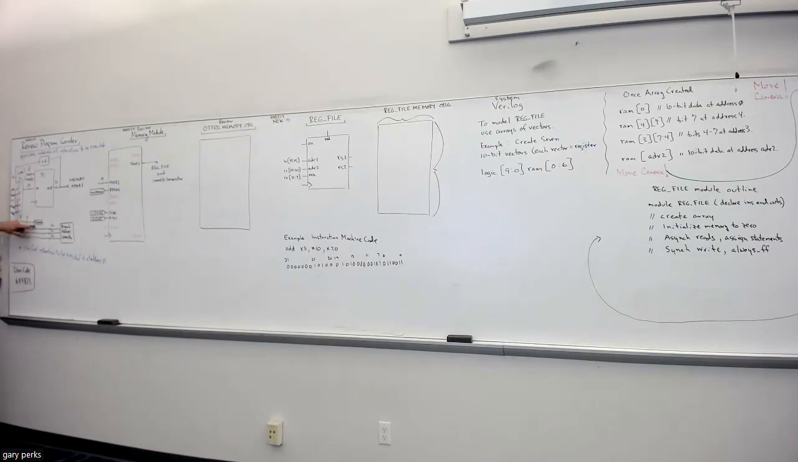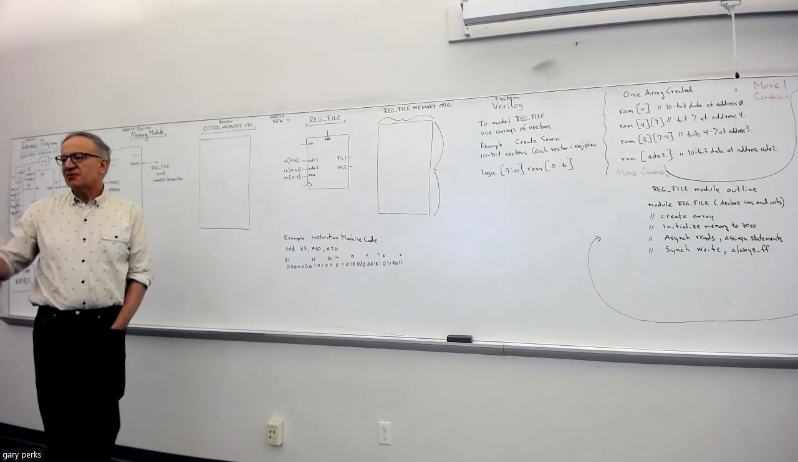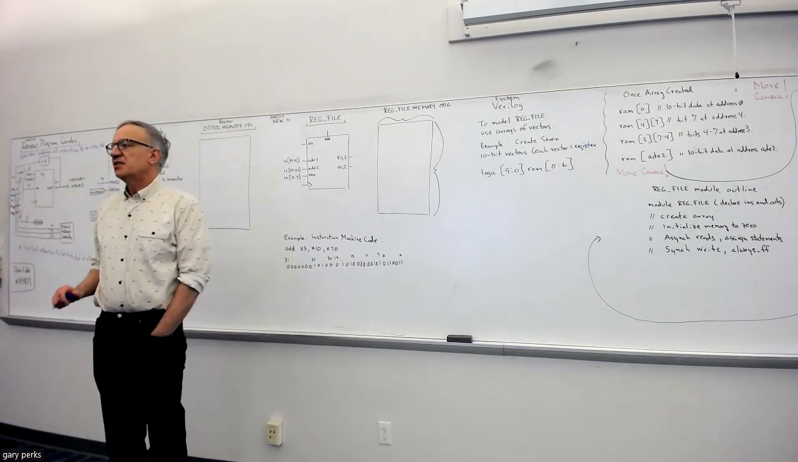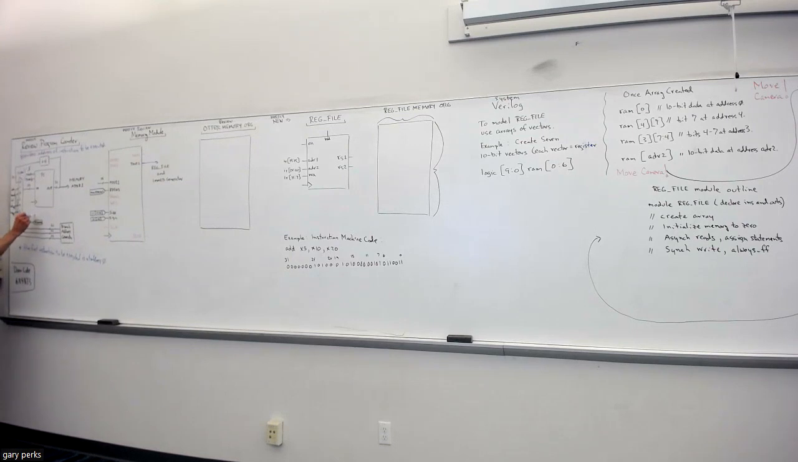So where is PC source coming from? On your diagram, the Otter diagram. What is that? Control, right, control unit decoder. Right, so this is also coming from the control unit.